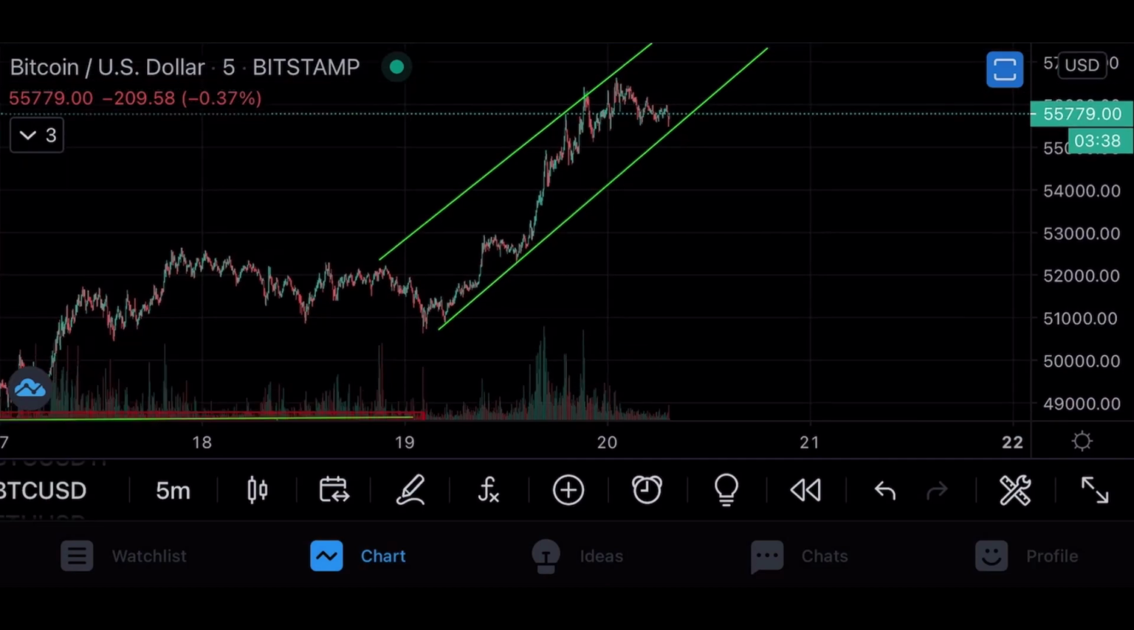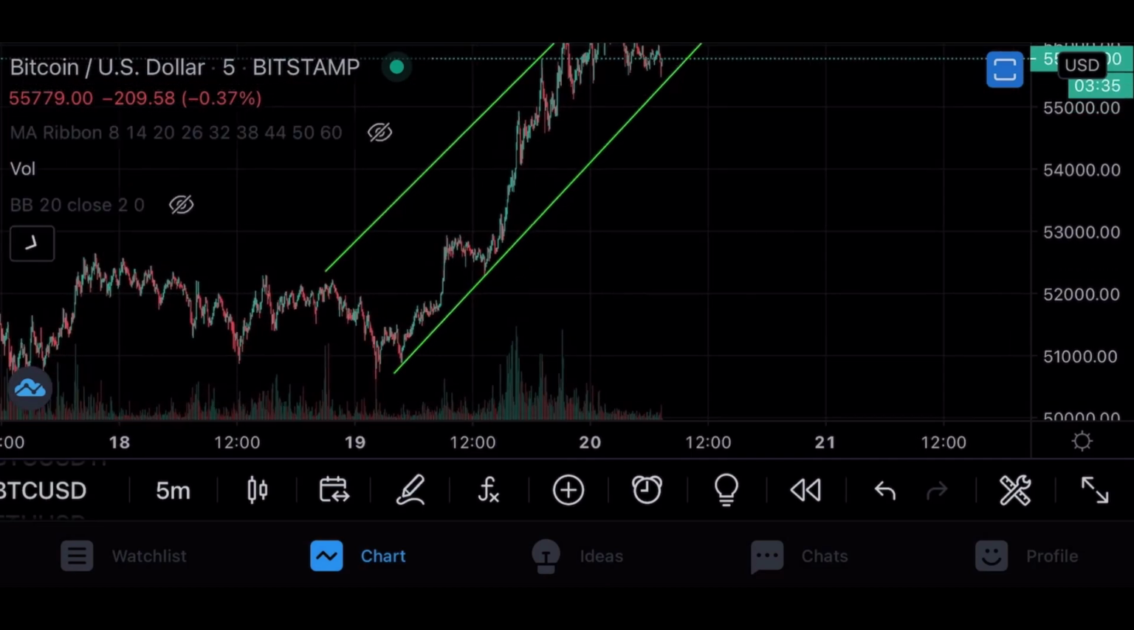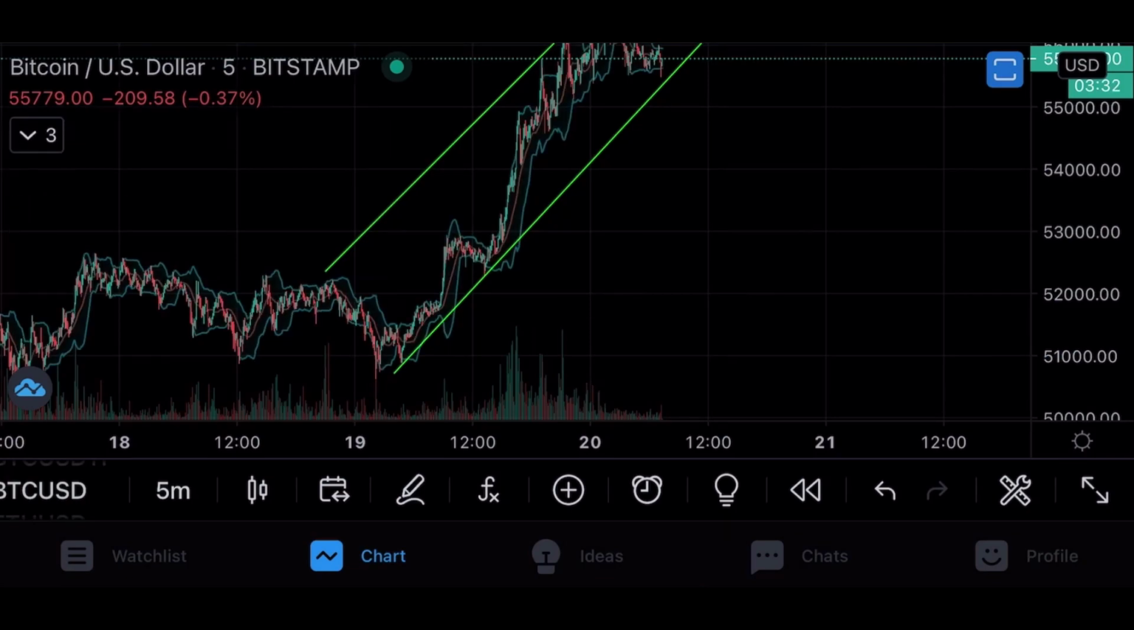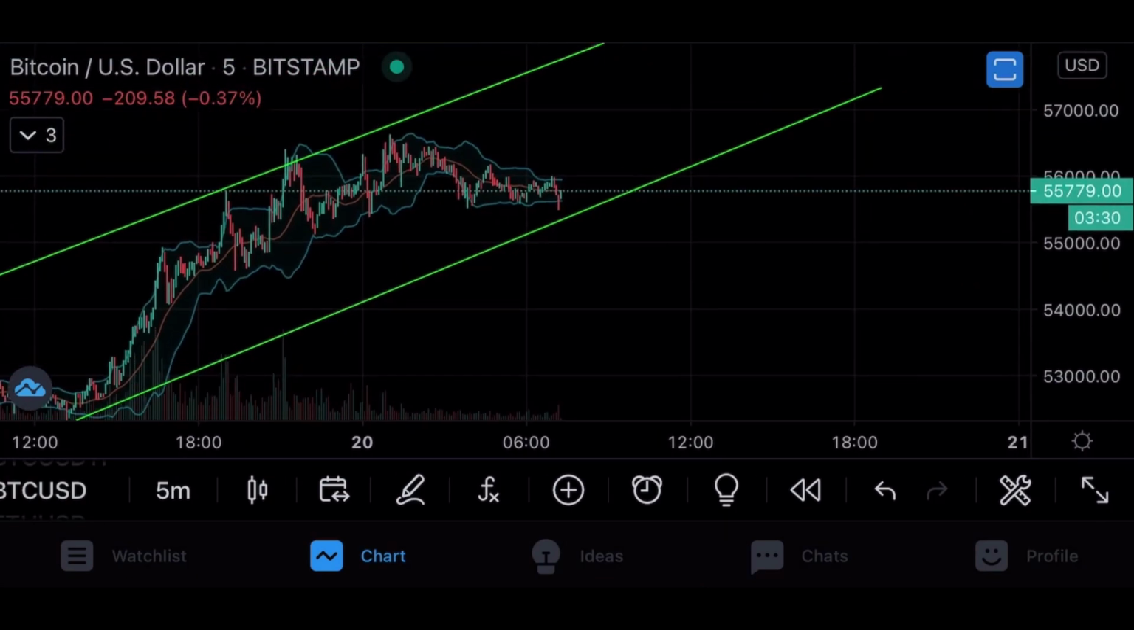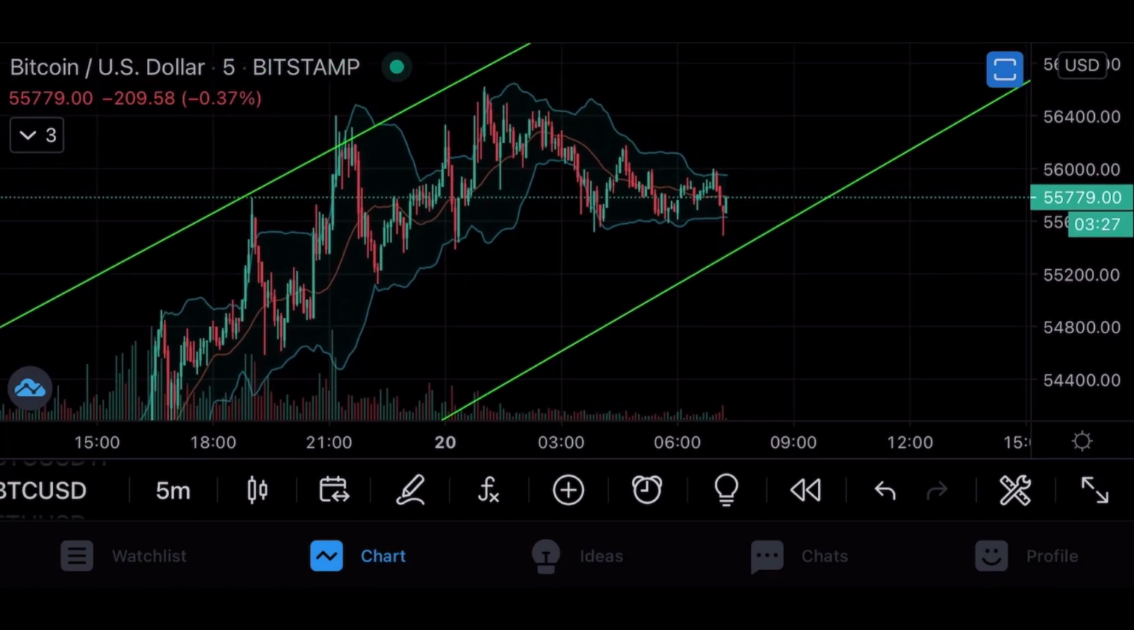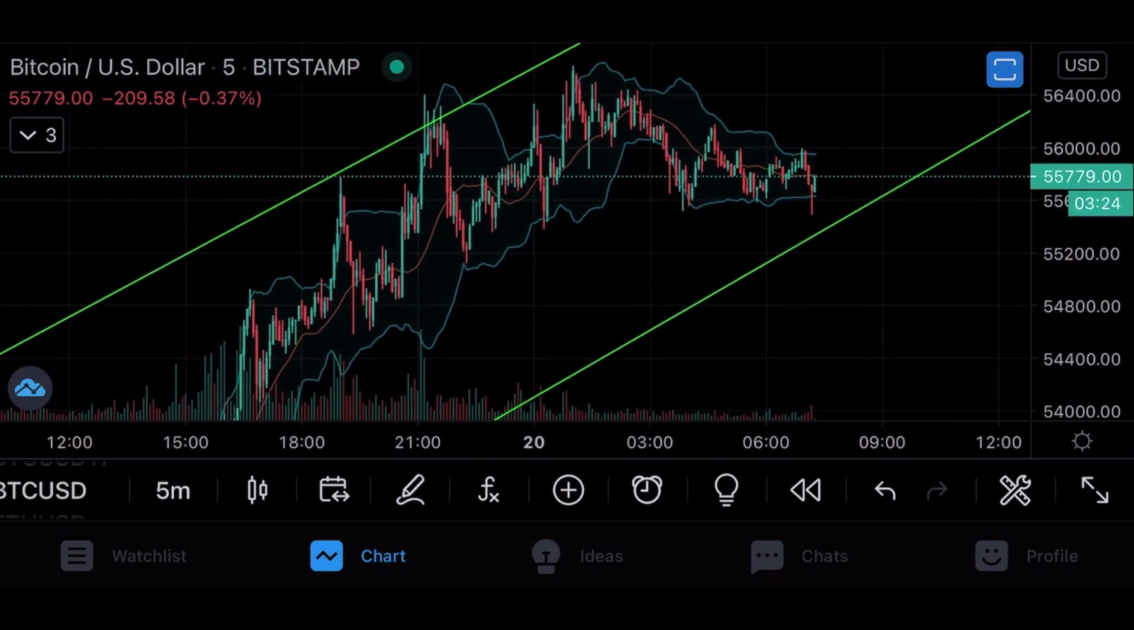If we pull out the Bollinger Bands here, we can see how this is moving within them, and then we can pull out the moving average ribbon. Essentially, with Bollinger Bands, price consolidates in between them. Typically, if it snaps to the top band, it'll push down. If it goes to the bottom band, it will push up. You can kind of see how this is working.